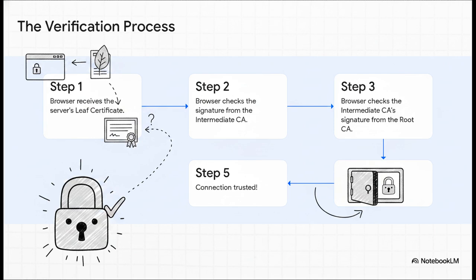Okay, so how does your browser actually check all this? It's pretty cool. First, it gets the server's leaf certificate. Then, it looks at the signature on that certificate to see which intermediate CA signed it. Next, it looks at the signature on the intermediate certificate and follows that all the way back to the root CA. And since that root CA is already in your browser's built-in trust store, boom, the whole chain checks out and the connection is trusted.